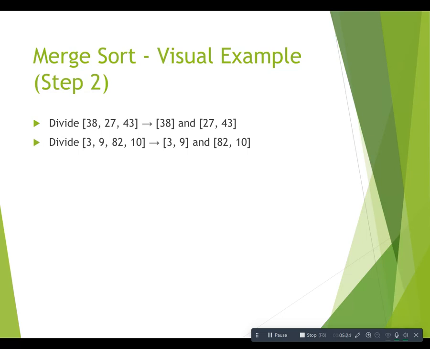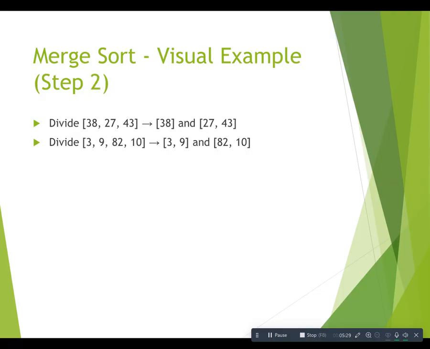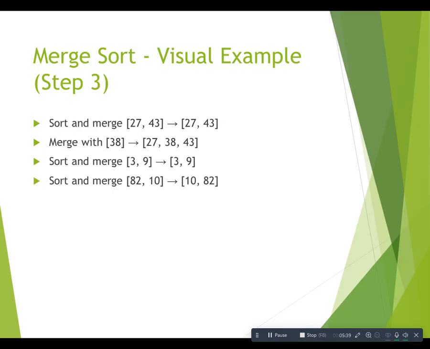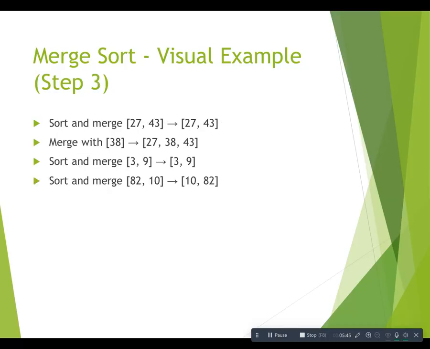So now, in the second half, in the previous slide you can see there was a second half having 3, 9, 82 and 10. Here we divide this half into 2 more halves involving 2 numbers each, that is 3, 9 and 82 and 10. Now 27 and 43 will be divided, right? After dividing, you can see that they are already sorted, so there is no need to sort them any further.